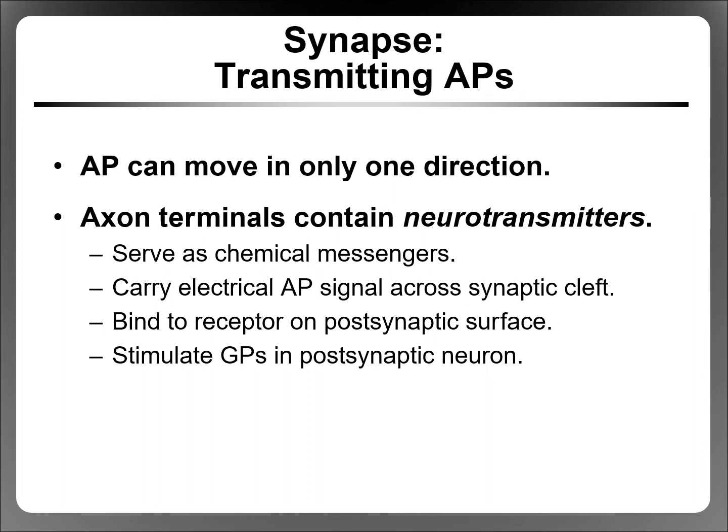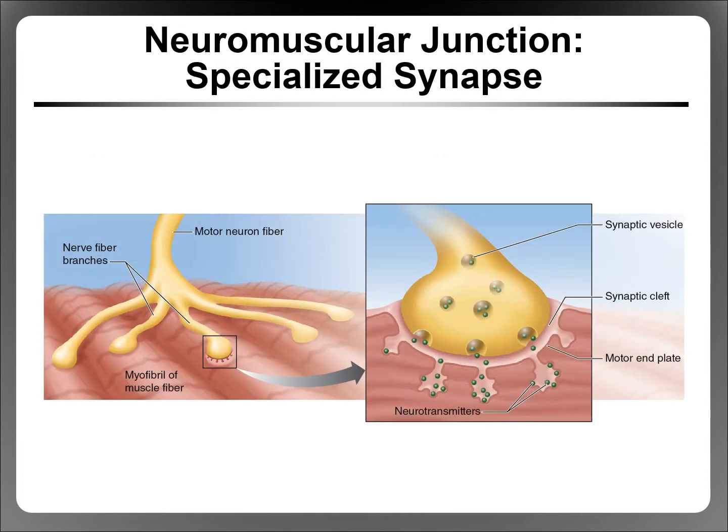Action potentials can only move in one direction. That is because axon terminals create or contain neurotransmitters. These neurotransmitters are going to be our chemical messengers that hang out in the synapse. These will carry electrical action potentials across the synaptic cleft. These neurotransmitters will then bind to receptor sites on the postsynaptic surface. This will stimulate a graded potential in the postsynaptic neuron. The site of neuron-to-muscle communication is referred to as the neuromuscular junction.